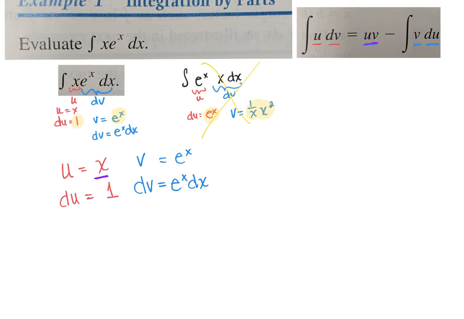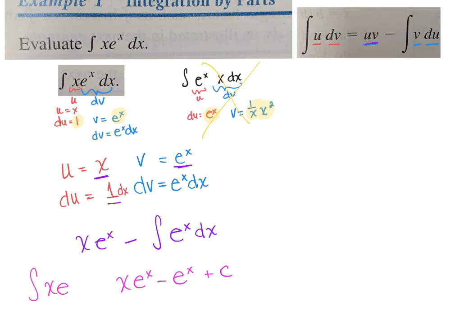So now we're just going to take those parts and plug them in. U times v, x e to the x, minus the integration of v, e to the x, times du. Well, that's just 1 dx, right? Which I guess I need to put my dx's in there. And now I just take my antiderivative. What is my antiderivative? Well, it's just e to the x. So I end up with x e to the x minus e to the x plus c. And that is the integration of x e to the x dx. That is my answer.